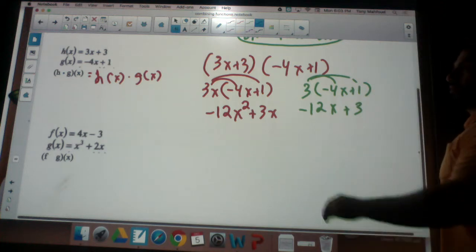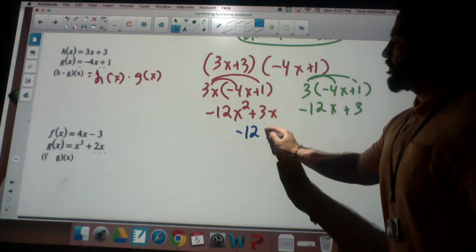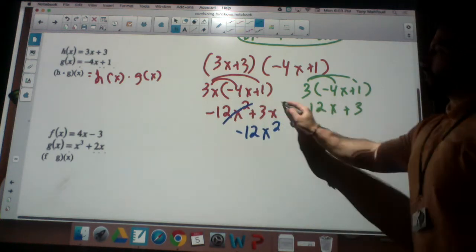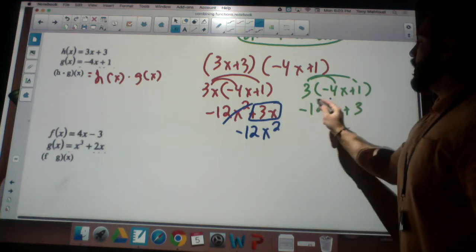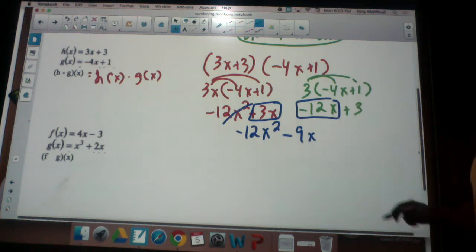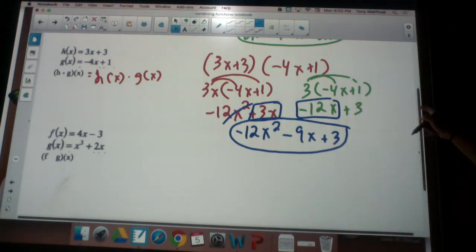Lastly, I'm going to combine like terms. Well, the x squared, there is no other x squared over here, so that's going to go by itself. I have a positive 3x and a negative 12x. Those are going to go together to give me negative 9x. And then the last one that's left is positive 3. Voila, final answer.